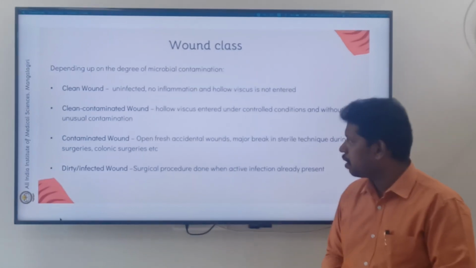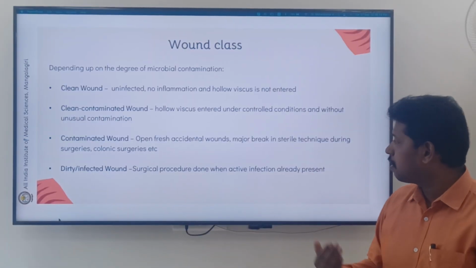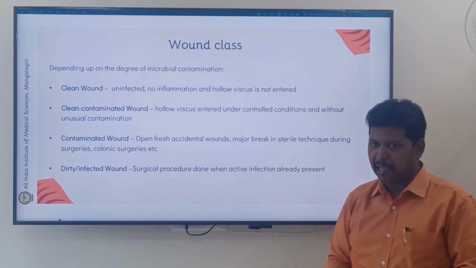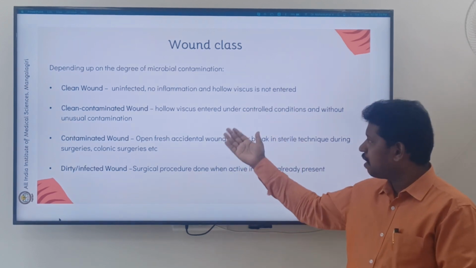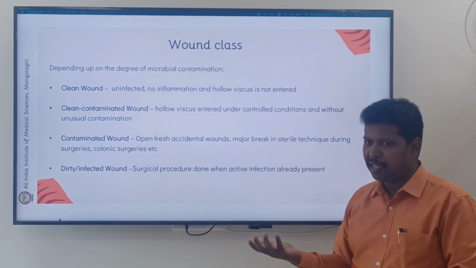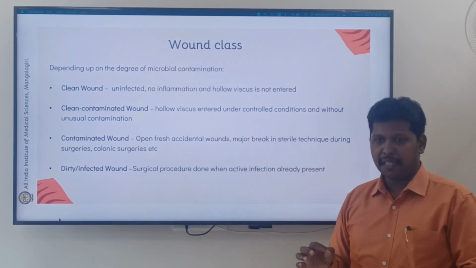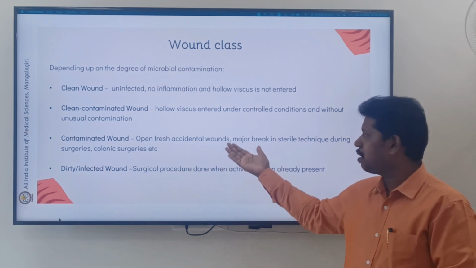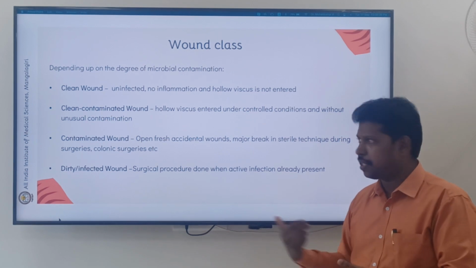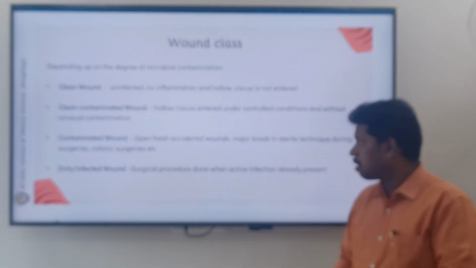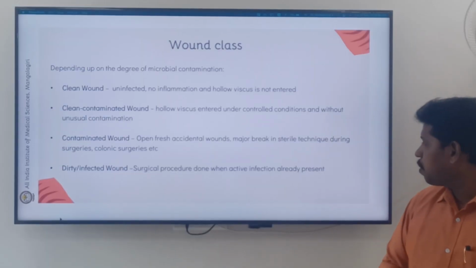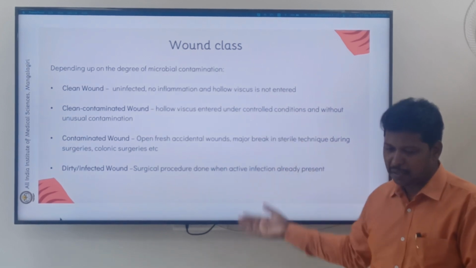Wound class, we all know that it is 4 types: clean, clean contaminated, contaminated, and dirty or infected wound. Clean is basically an uninfected wound, just a clean cut without hollow viscus entering or going inside. Clean contaminated is also a clean surgery, no documented infection, but hollow viscus is entered in a controlled manner. Contaminated wound is a fresh wound, with no obvious infection as such, but lots of contamination, like from an RTA, road traffic accident patient, or a colonic surgery. Dirty or infected wound is a surgical procedure done when active infection is already present. So these are the wound classes.